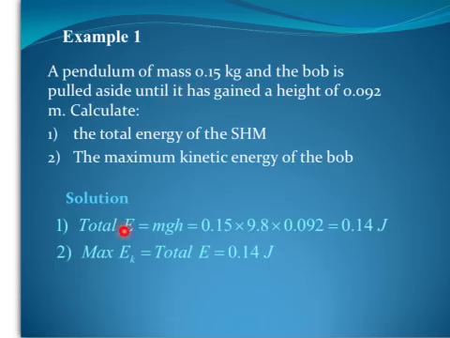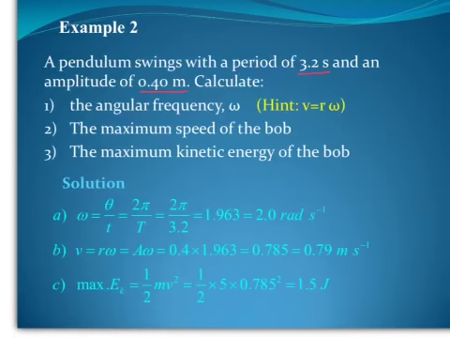Here is a fairly straightforward example on simple pendulum that you can read through yourself and analyze the answers. Here is another example on simple pendulum, and it's a bit more involved. You have to calculate the angular frequency, omega. There's a hint here. And the maximum speed of the bulb and the maximum kinetic energy of the bulb. Work through the answers yourself carefully.